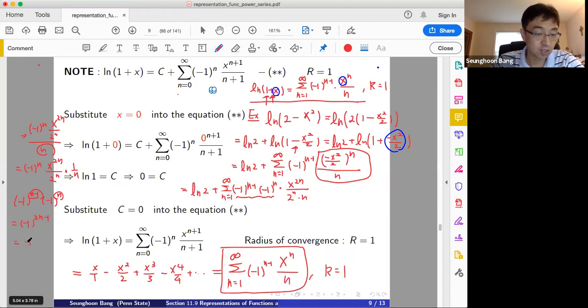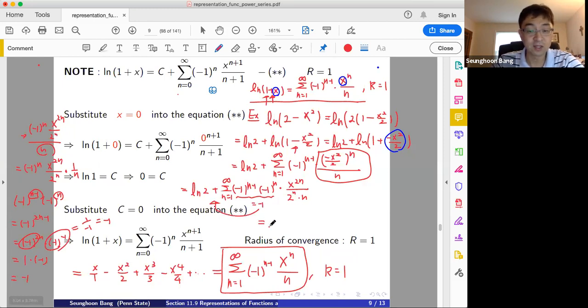We can change it to minus 1 to the 2n times minus 1 to the minus 1. Minus 1 squared is just 1, and 1 to the n is 1. Minus 1 to the minus 1 is exactly 1 over minus 1, which is negative 1. 1 times minus 1 is just minus 1. Only take out minus 1.